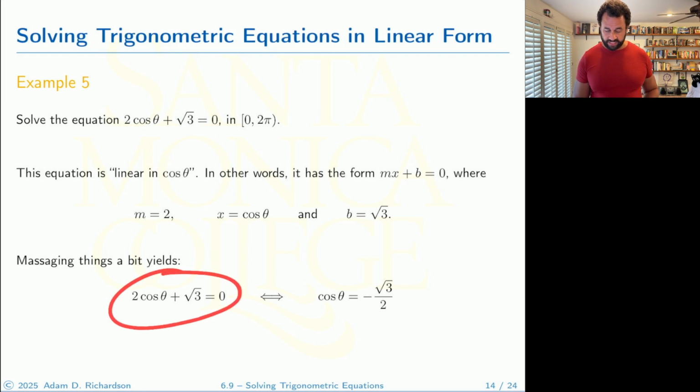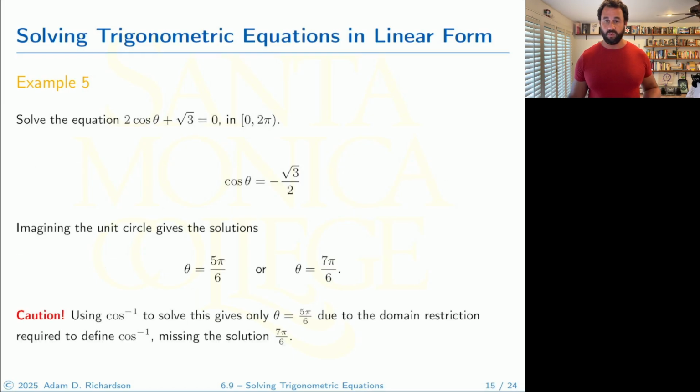So these we can solve using elementary methods, right? You basically move everything away from cosine theta, and you're left with this. Now you're in a situation that is equivalent to what we just saw a minute ago in the previous examples. What angle theta has a cosine value of negative root 3 over 2? What you're going to do is imagine the unit circle.